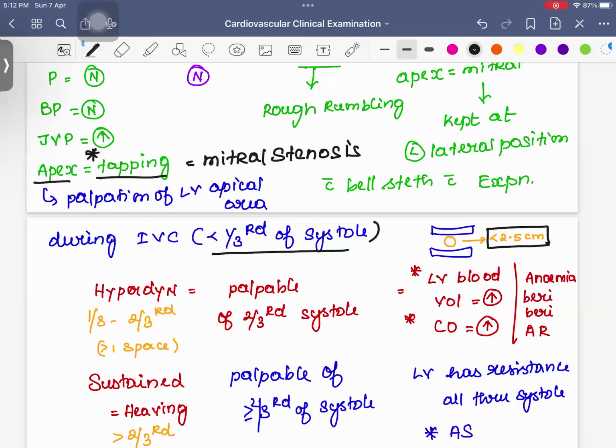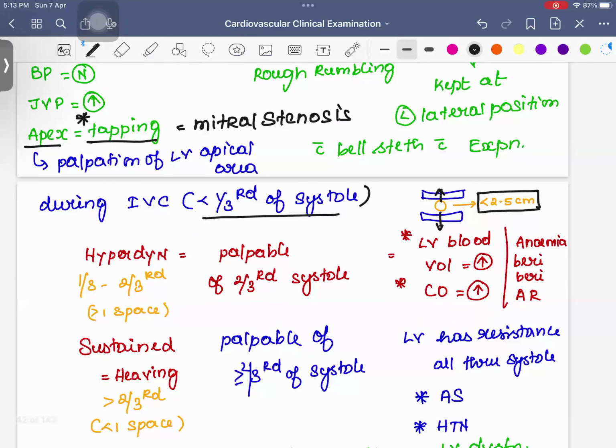Then the next important thing is the hyperdynamic apical impulse. What is this hyperdynamic apical impulse? It involves more than one intercostal space, so it is going to cross one space, and it is going to occupy around one third to two third of the total duration of the systole. This is again very important.